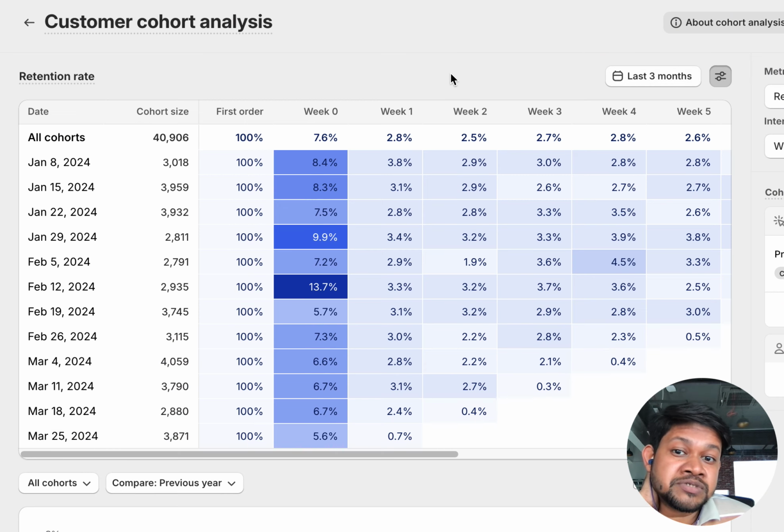So now you know how to use cohorts to identify the appropriate CAC target for a product, or maybe on a blended store level, and how to identify hero products and potentially hidden products by using customer cohort analysis. I hope this is useful for you.